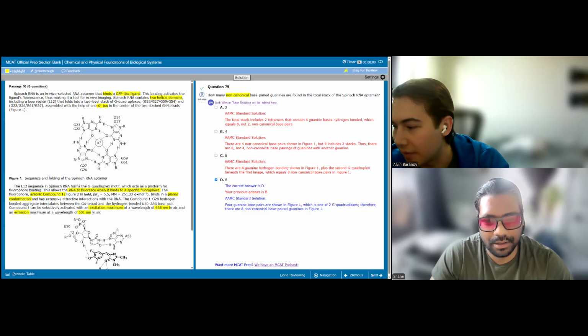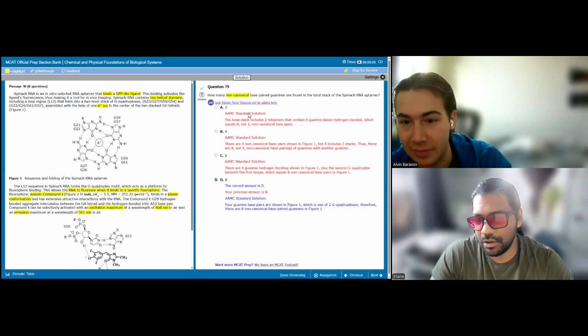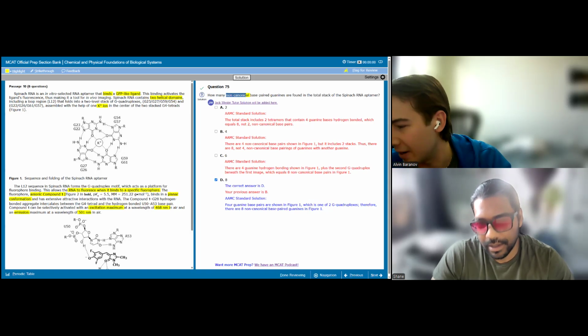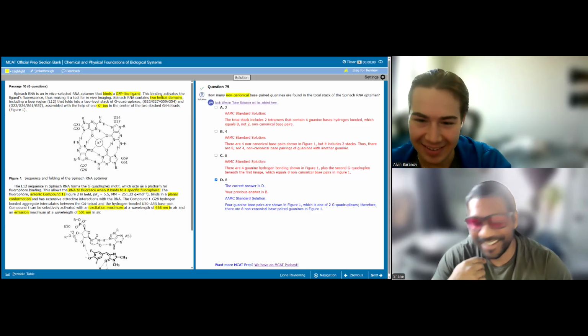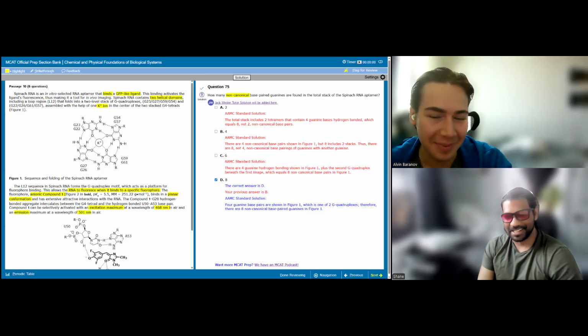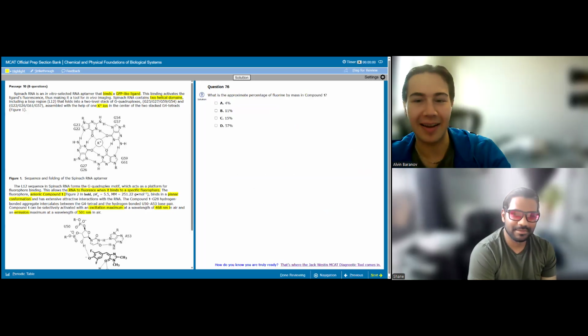This is crazy though. I've never seen this in any passage, and I've been through 22 practice exams. Canonical base? Yeah. They're trying to be like, they are, I don't know how to word it, but you know what I mean. Like they're polylinkers and non-canonicals.